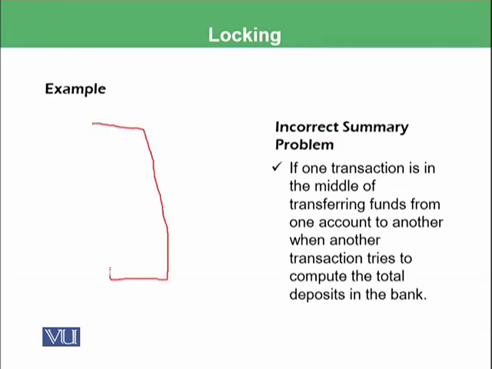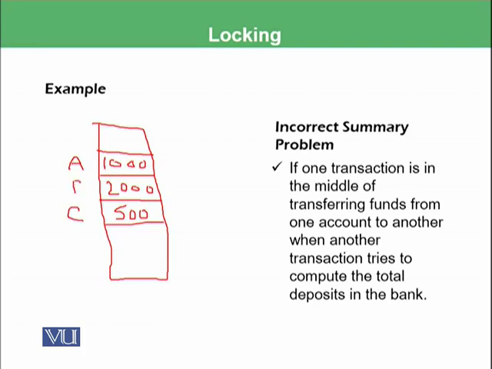Suppose here are account details of different people having different balances. For example, this has 1000 as a balance, this has, for example, 2000, and this has 500. Our transaction is that we want to transfer 500 from account A into account C. Here is account C, and let's say this is account B. So this means that account C will become 1000 and account A will become 500.